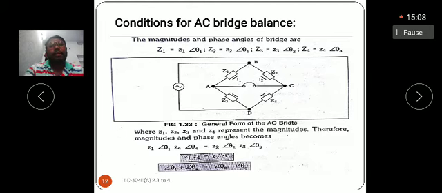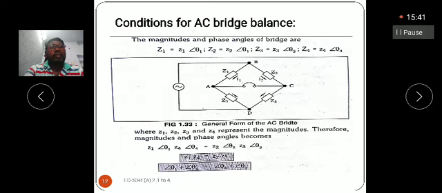Then the second part is the conditions for AC bridge balance. If you want to measure the unknown parameters or unknown components in bridge circuits, the network or the bridge must be in a balanced mode. Then we require the circuit to go to a balanced mode. That means we have some conditions. Based on the conditions, the bridge circuit goes to balance.